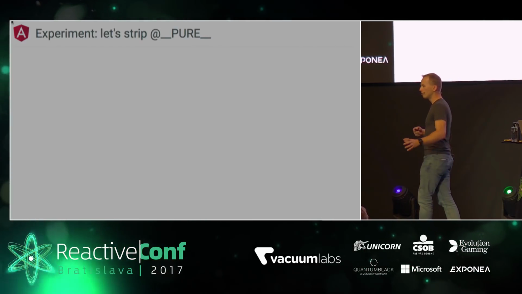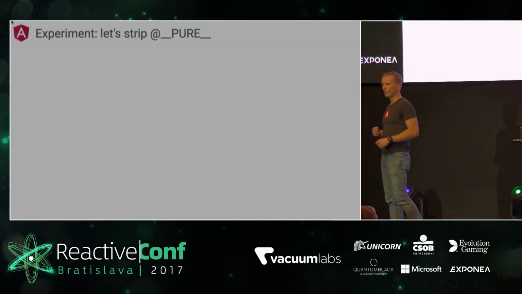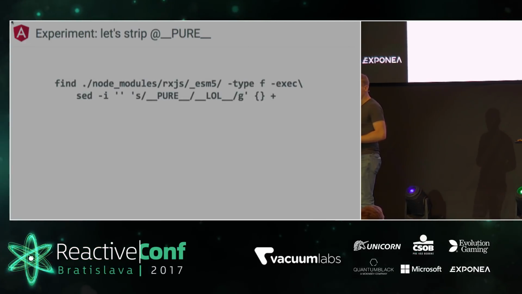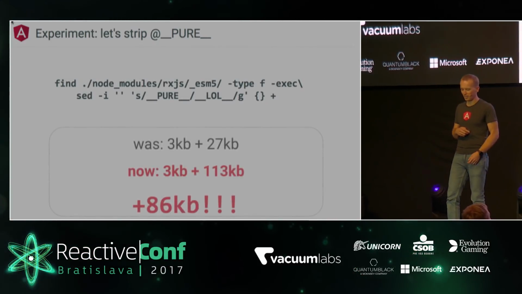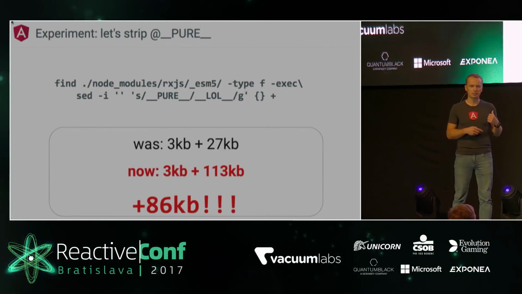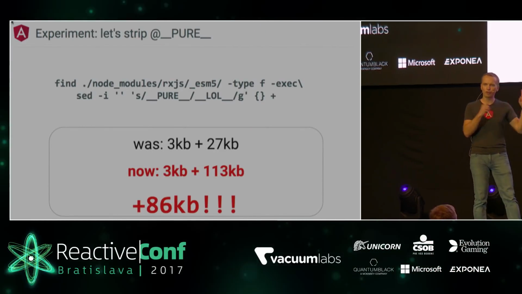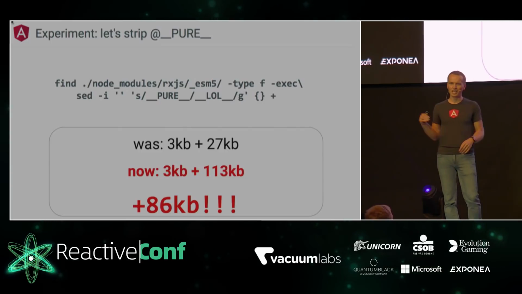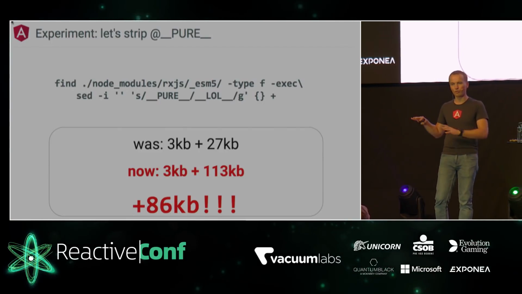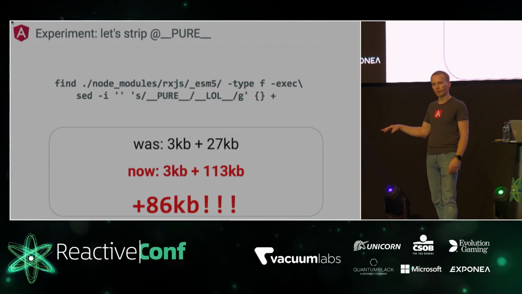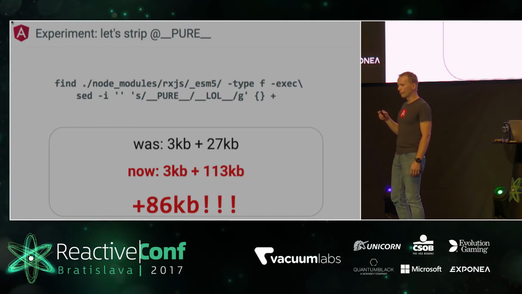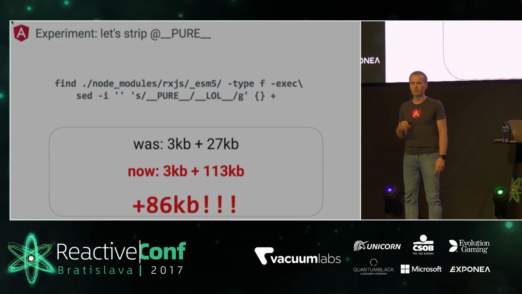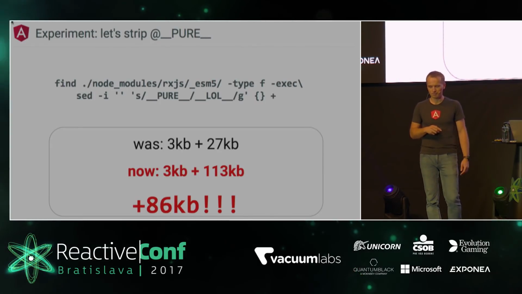So what would happen if we stripped all of these annotations and built the application? I wrote this shell command to just experiment with this. It turns out we will add 86 kilobytes back into the bundle. So after all of these optimizations we did, if we strip these annotations that already ship in RxJS, and you get them out of the box today if you use RxJS 5.5, you will be getting an extra 86K. Not fun.